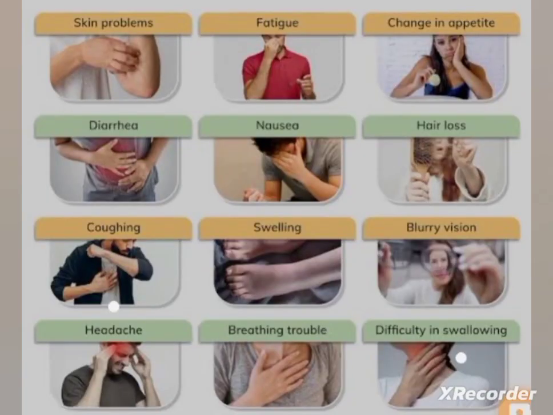Based on the area receiving radiation therapy, blurred vision, headache and breathing problems will occur. Breathing problems can usually be seen in lung cancer. Headache and blurry vision are common in head and neck radiation therapy. So these are all the common side effects that can be seen after radiation therapy, and I hope you understood the condition. Thank you.